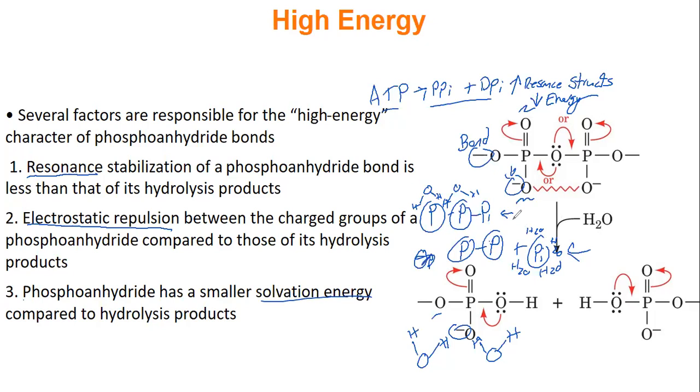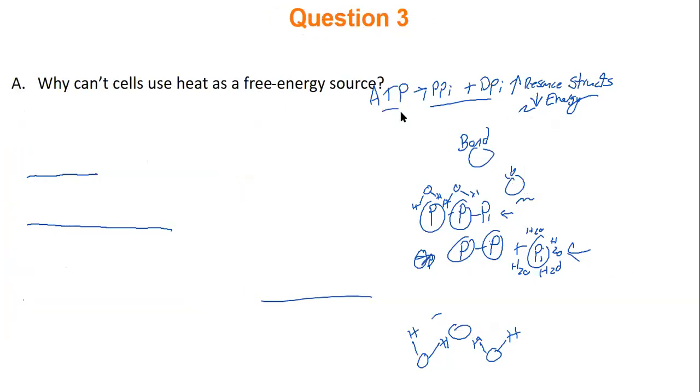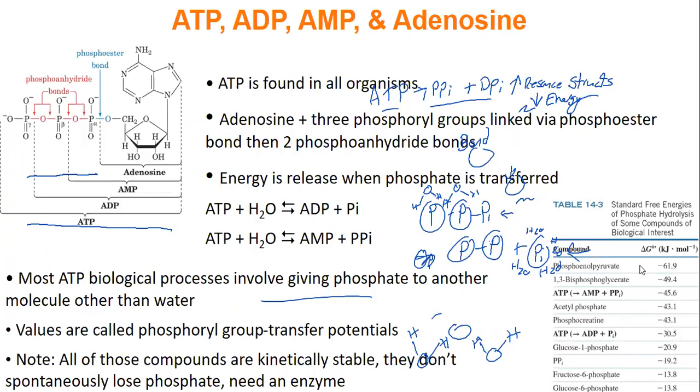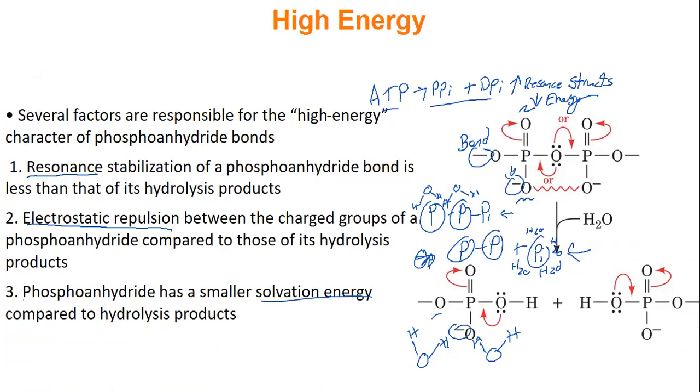So that is how, on the previous page, we had those phosphate energies. Whoops, sorry. That's table 14.3. The more negative you are, the worse resonance structures you have, and the worse your solvation energy. The more positive your numbers are, the better resonance structures you have, the better solvation energy, and less electrostatic repulsion. All right. Any questions about our terminology or what makes a phosphate compound high energy?